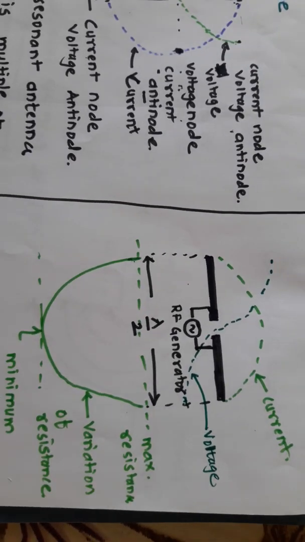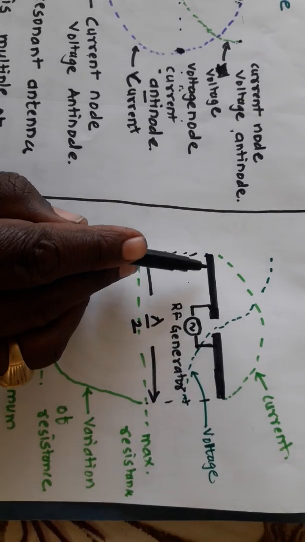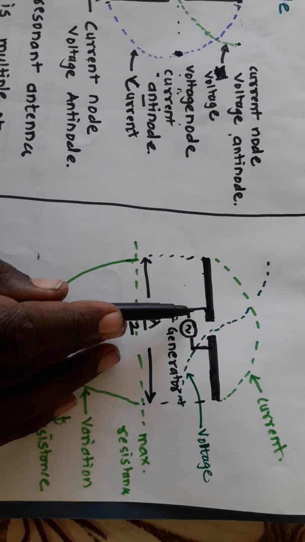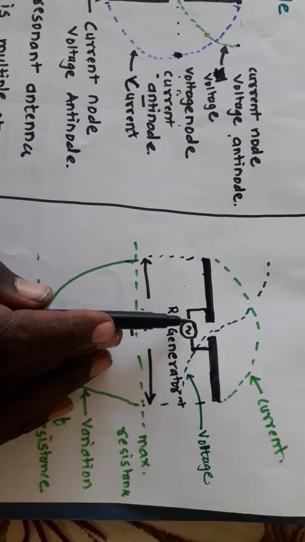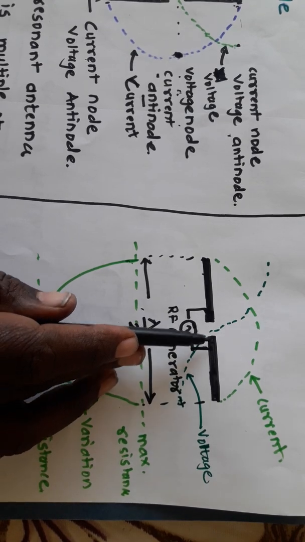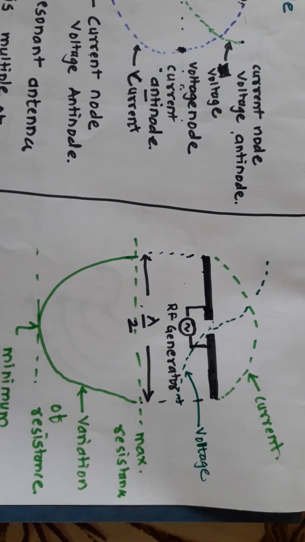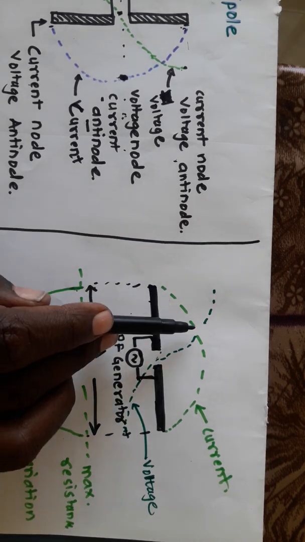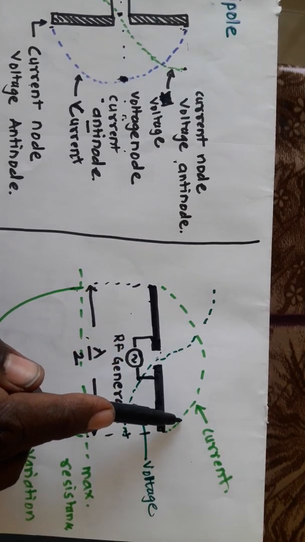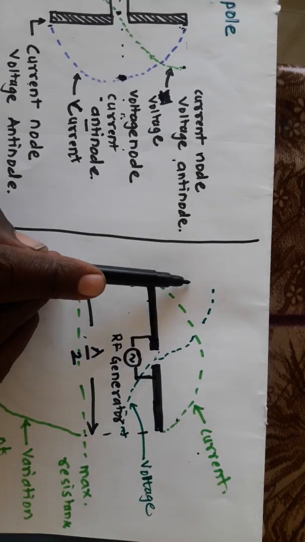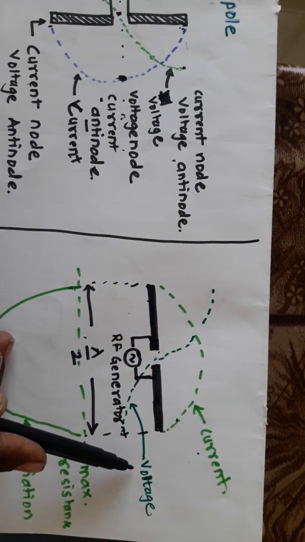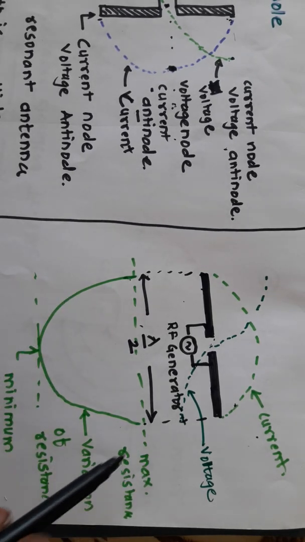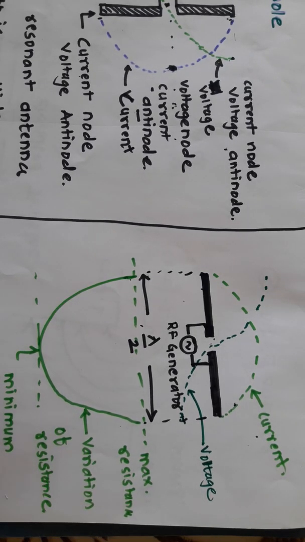So this is nothing but the antenna structure. This is a dipole antenna of length lambda by 2, and I have connected the RF source or the energy at the input at the center feed. Now as per the previous discussion, this line is the current, and this line indicates the voltage. I have drawn one more waveform over here, which is nothing but the variation of the resistance.